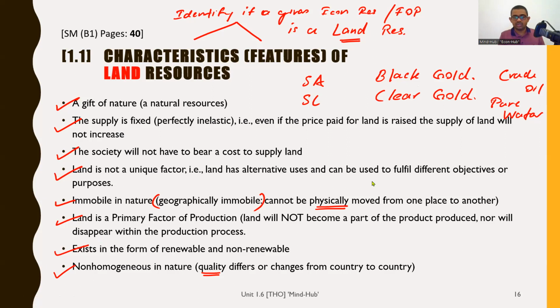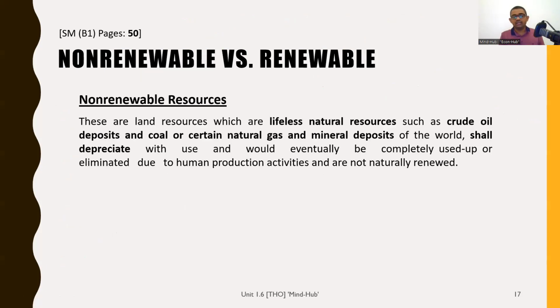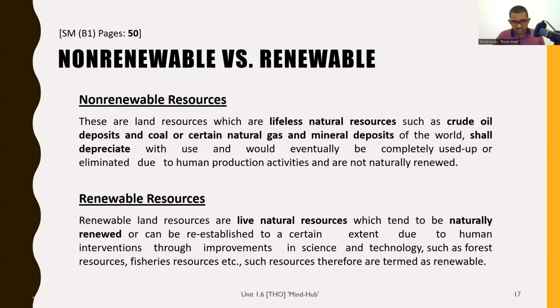Or if you are given a resource, how to say it's land. Then let's talk renewable and non-renewable. Non-renewable resources, very simply, are lifeless natural resources. Things like crude oil deposits, coal, certain natural gas, mineral deposits are all examples of non-renewable. They depreciate. The more we use them, the stock keeps reducing, and at one point we will completely finish it.